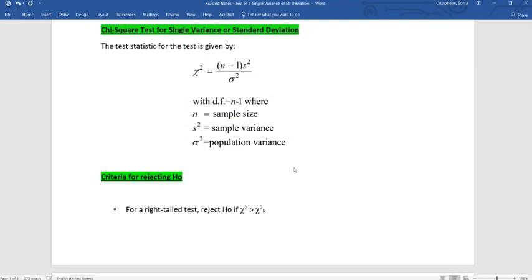Let's see how the test statistic looks. The test statistic for the given test is given by this formula. And hopefully, when you see this formula, you know that you've seen this before. This is the same formula we actually used for creating confidence intervals for variance or standard deviation. n is the sample size. Degrees of freedom will be n minus 1. S squared is the sample variance, and sigma squared is the population variance.